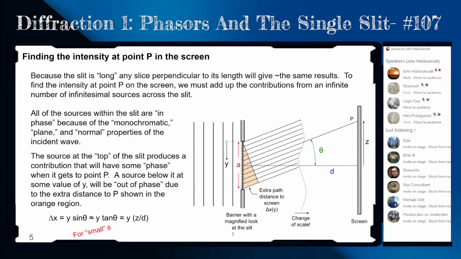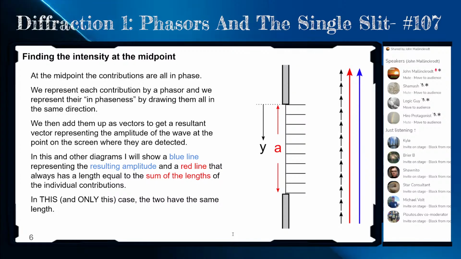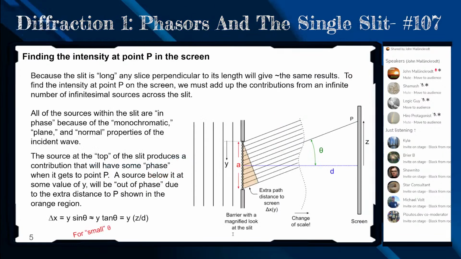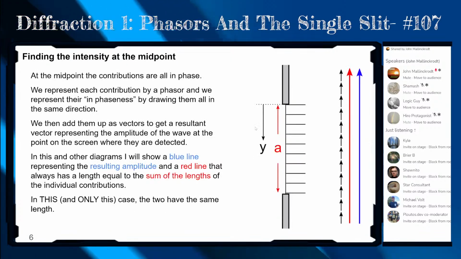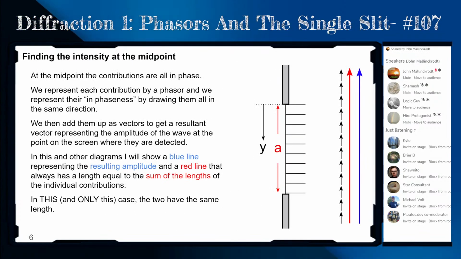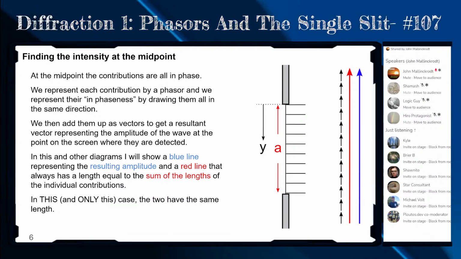All right. Well, let's move on then to slide 6. On slide 6, I'm just showing, so how do we find the intensity at the midpoint? That's pretty simple, right? Because now I've just shown you a little zoomed in on the slit itself. At the midpoint of the screen, all of the contributions from the little sources in the aperture itself are going to contribute in phase. They all travel the same distance. They were all in phase at the beginning. They're all going to be in phase when they get to the midpoint.